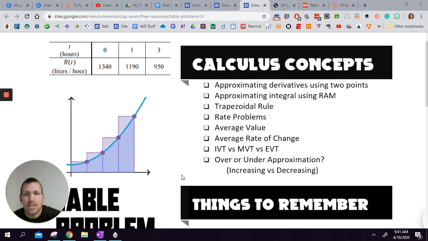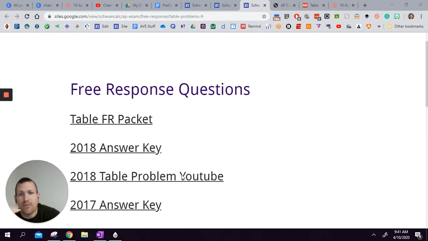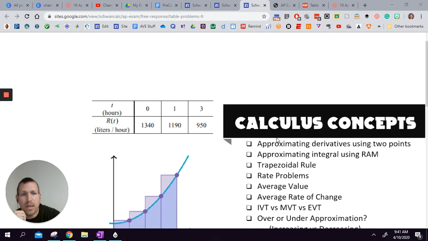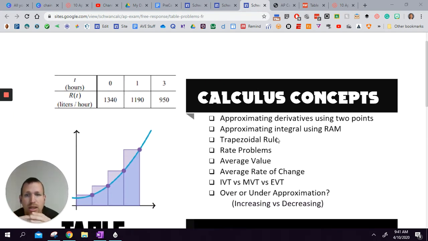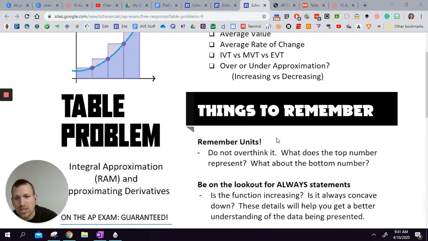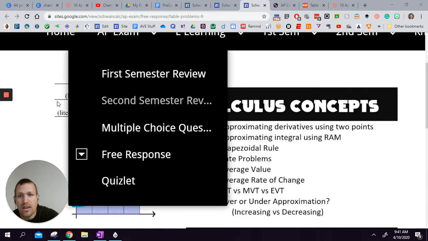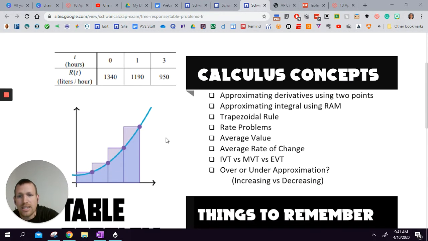I'm trying to see how to go. So this paper is over here. This is the free response questions. This is the thing I'm looking at, the table free response packet. This is the front page of it, and we'll just kind of talk through it. I made it last year, but it just kind of runs through what's on a table problem. So when we see a table, you know what a table looks like. It's this thing right here.